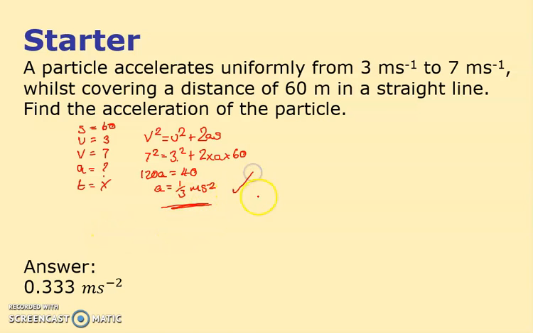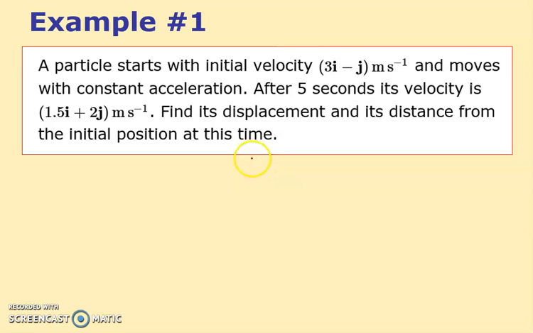So yes, that works. A particle starts with initial velocity 3i minus j. So straight away now, I'm going to do Suvat, but it's going to be a little bit more complicated because I've got to write vectors. So it's 3 and minus 1 for the initial velocity. After 5 seconds, t equals 5, it moves with velocity 1.5, 2. Now notice I personally prefer writing these as column vectors. Find the displacement and the distance from the initial position at this time.